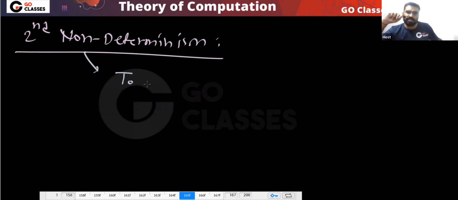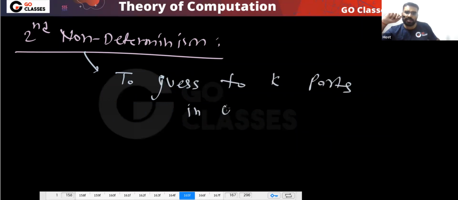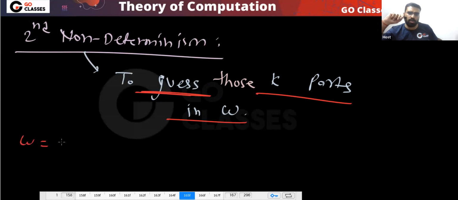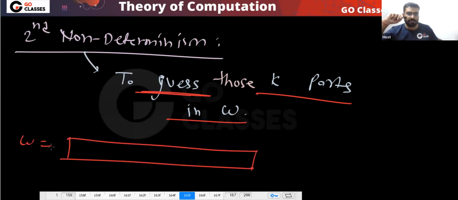Now the second non-determinism. Now you will use the second non-determinism to guess those k parts in W. Is this clear? Now we will guess those k parts in this W. Okay, is this clear?